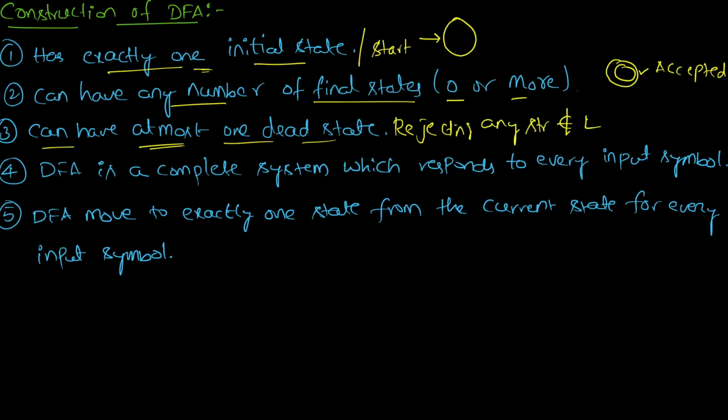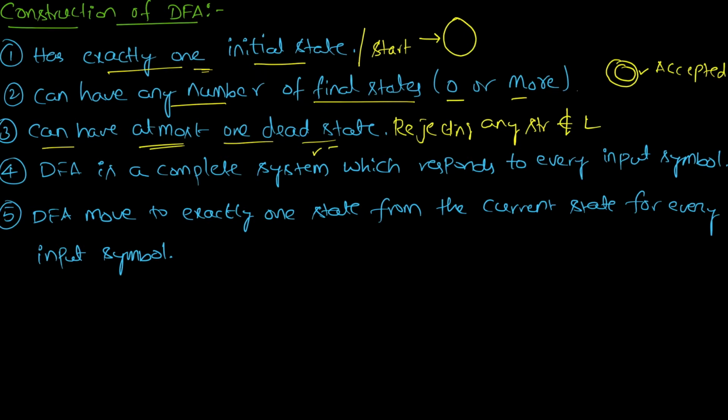There is no specific identification of a dead state. We check whether we can reach any final state from this state or not. If we can't reach any final state from a state, that state is called a dead state.